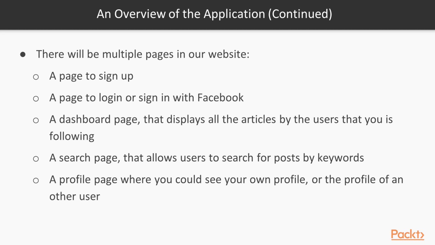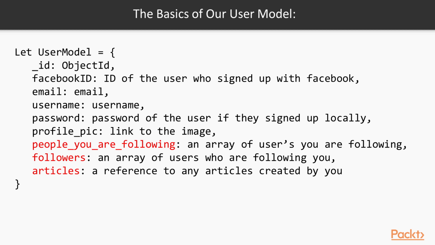So we've already seen an overview of the different pages across that application. Of course, there's the sign up, log in, and sign up with Facebook page, the dashboard page, the search page, the profile page, the settings page, a new article page, which will allow you to create a new article, an edit article page where one can edit an article, and an error page that will display any errors to the screen. So let's take a look at this user model.